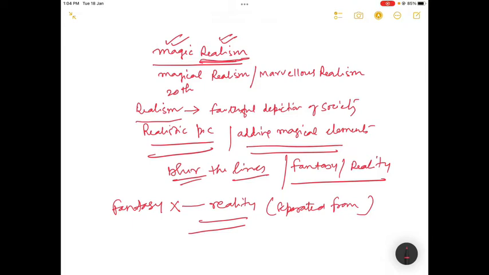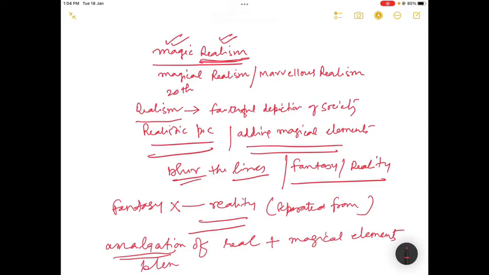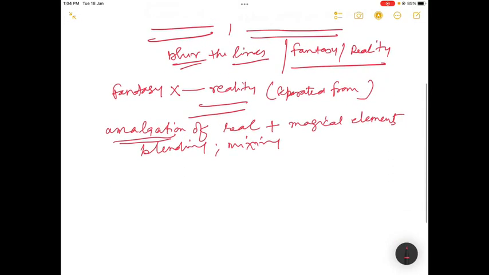So magical realism is often seen, in simple words, as an amalgamation of real and magical elements. So if we have an amalgamation or the blending or mixing of real and magical elements, we have magic realism.